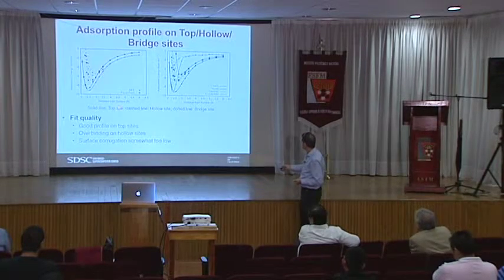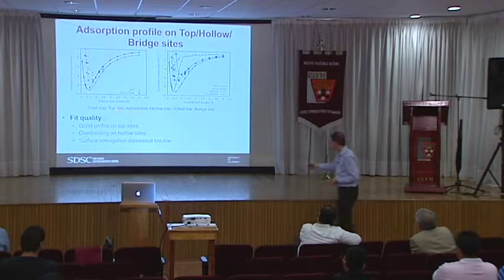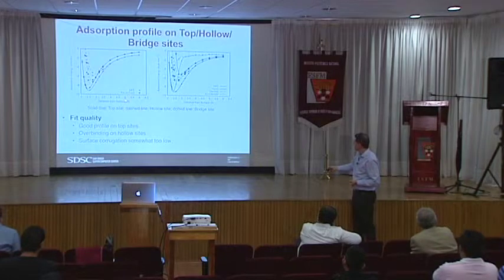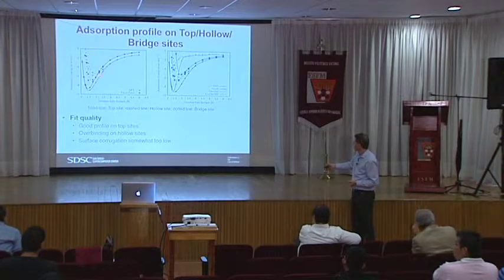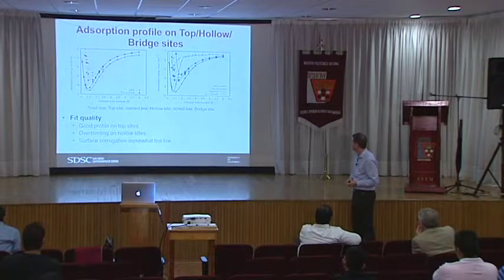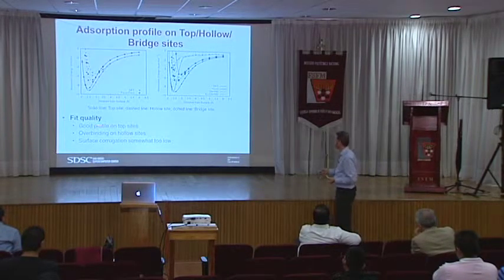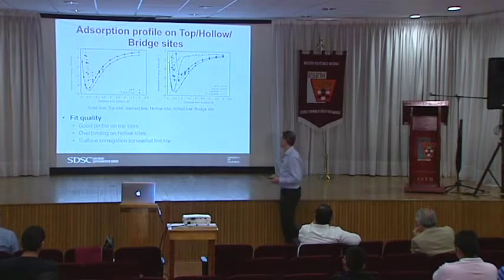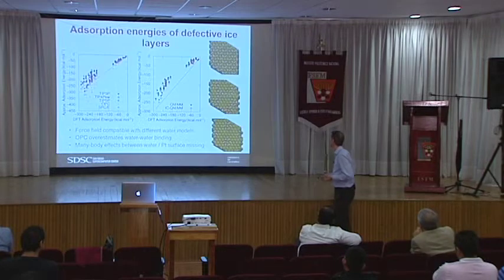To guide you through these plots, the solid lines here, the black is the DFT reference, blue is the other models, and red is the force field, and the solid line is the top sites, and the dashed lines are the two different sites, hollow and bridge sites. So the adsorption profile is really good on top sites. We have a little bit of overbinding on hollow sites, but surface corrugation is somewhat too low, but it actually looks pretty reasonable.